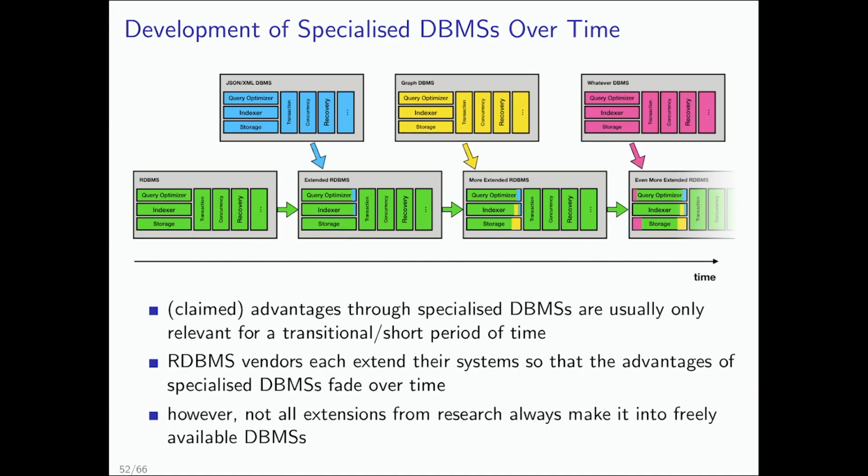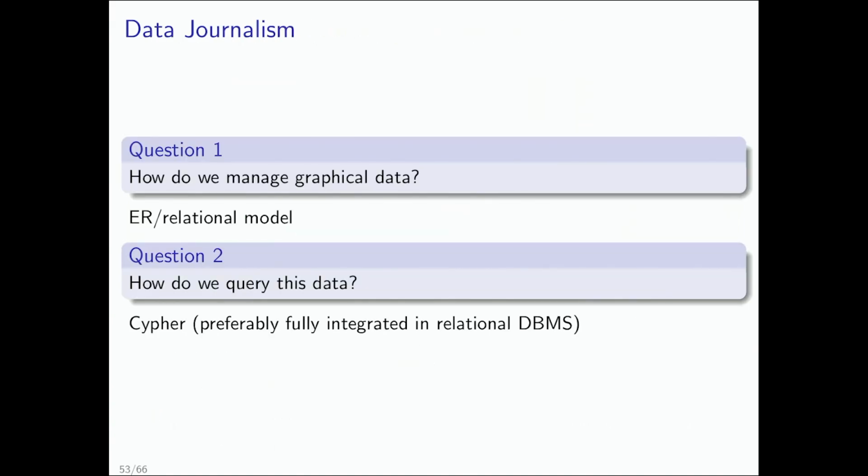So try to use a system that supports both of these things. For Postgres, there's the Postgres AGE project that does exactly that. It integrates Cypher with SQL, and then you have a single consolidated system. So that's basically the major takeaway here. To model, you use entity relationship modeling and the relational model, but to query, you want to have Cypher or something similar, preferably fully integrated into a relational database system.